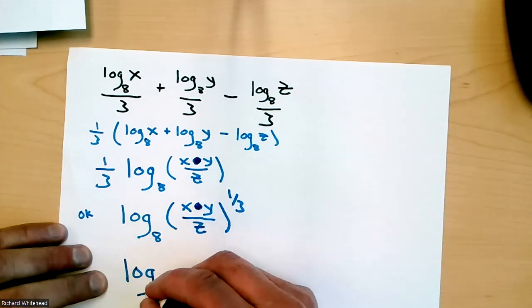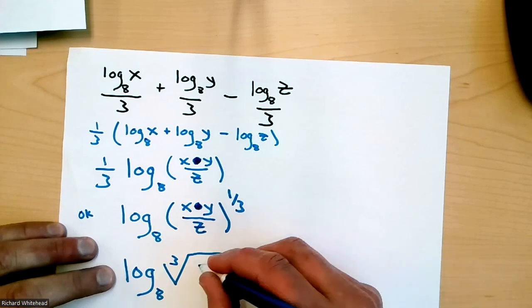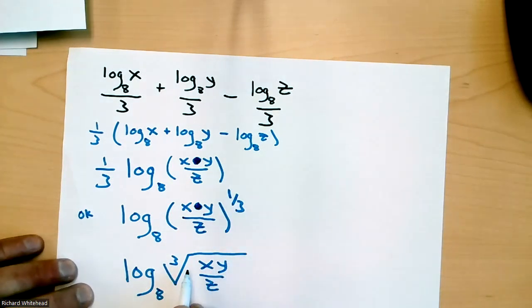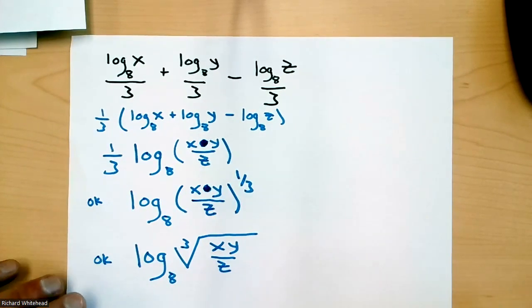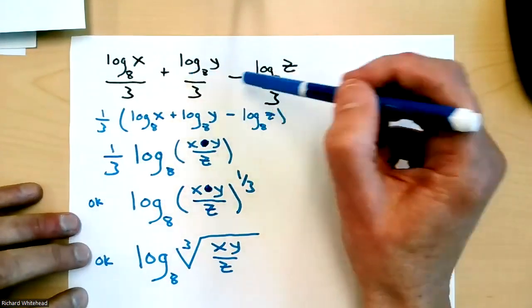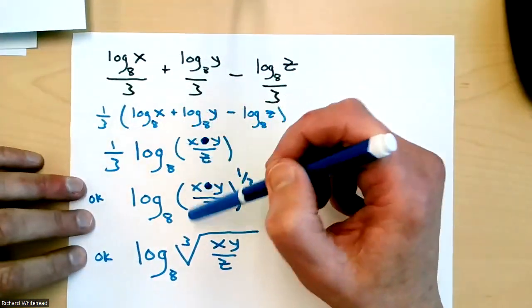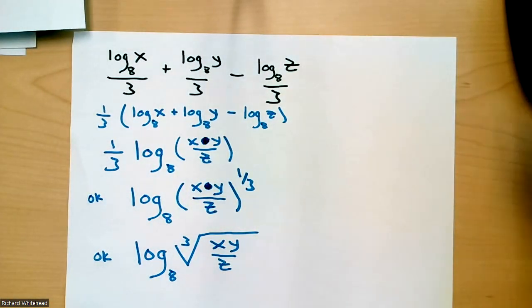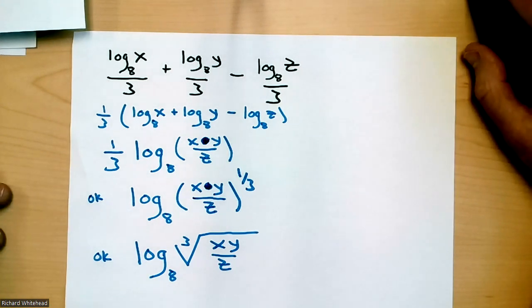Or if you wanted to, the 1/3 power is the cube root, so you could rewrite the whole thing with a cube root. That's also an acceptable answer. So this is what we refer to as condensing, where we have something that's already expanded and we follow our log rules to bring it all together. A little bit funkier, not killer, but a little bit funkier. And that was worksheet 6.